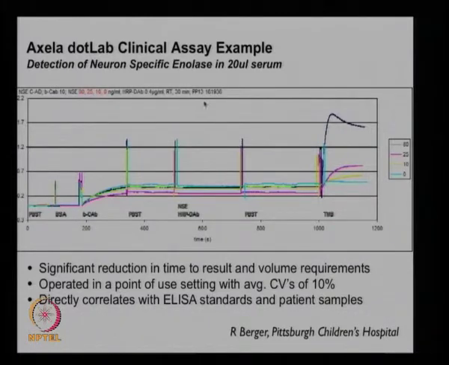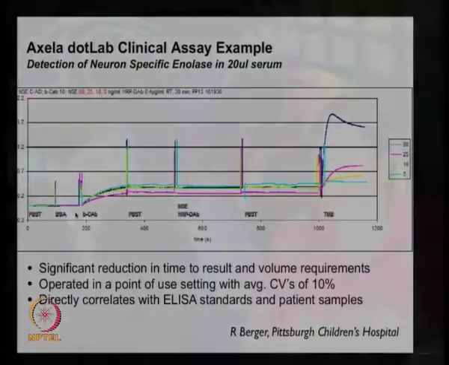Okay. And in this case, being able to use only 20 microliters is very important because you cannot get too much blood from babies. Right. And so here's an example where it's effectively the same as we've been discussing before. You put down one protein that identifies another protein, and sure enough, it works.